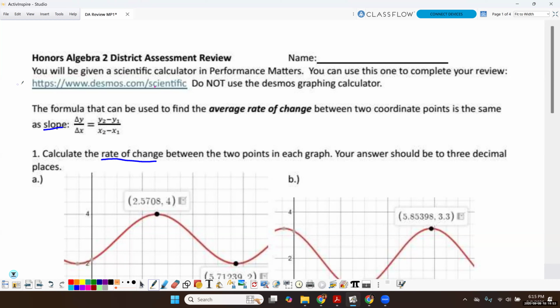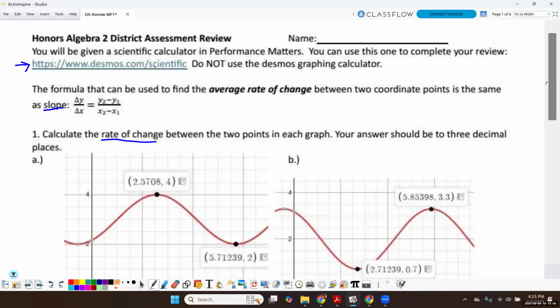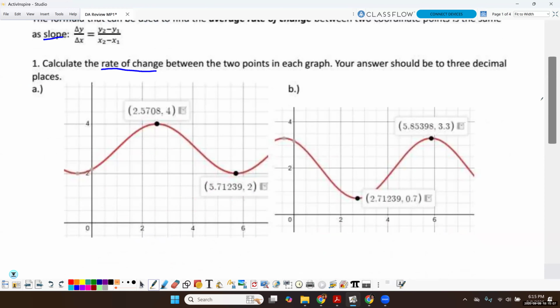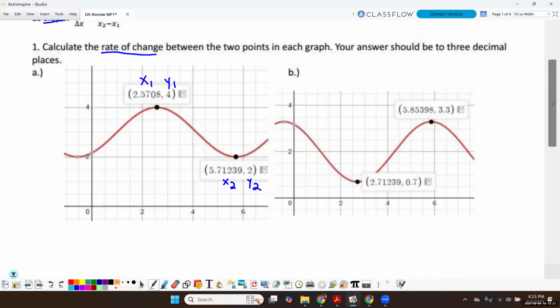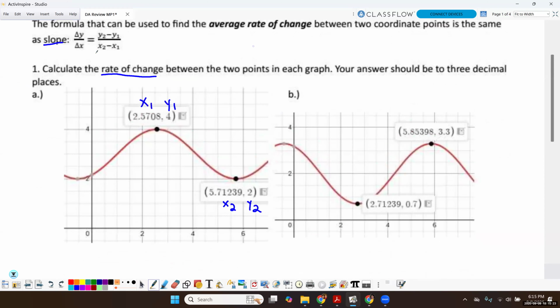I also would suggest you open a window with the Desmos calculator. Please make sure you are using Desmos Scientific and not the Desmos graphing calculator. You will not have access to a graphing calculator on the test, but you will have access to a scientific one. So for all of these problems, we are going to set up the first point and the second point, and follow the formula for slope, which is y2 minus y1 over x2 minus x1.